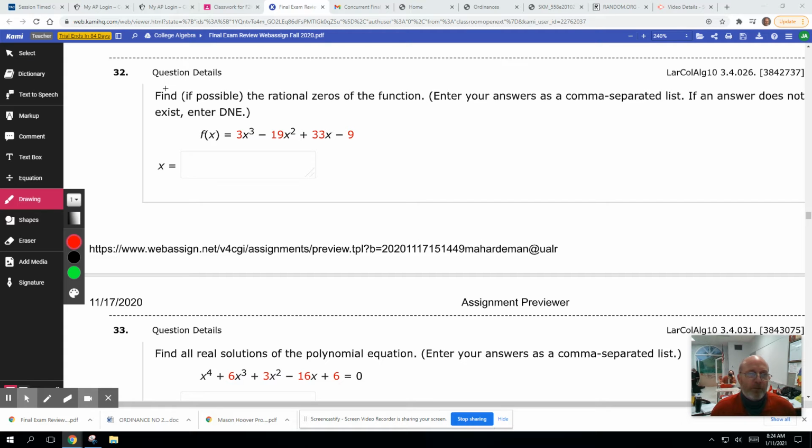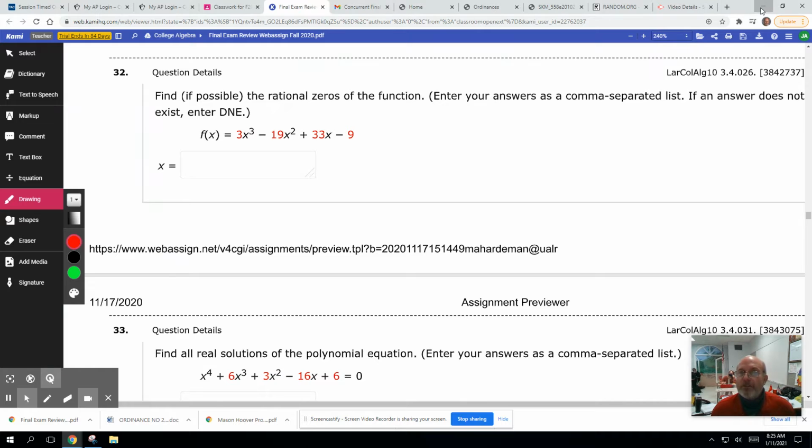Okay, number 32 on UALR final exam review for college algebra. We're going to find all, if possible, the rational zeros of the function. Enter your answers in a comma separated list. If an answer does not exist, enter DNE. So what I'm going to do here, because there's no number I can see right offhand, and these are kind of crazy numbers, I'm going to enter this in a calculator.